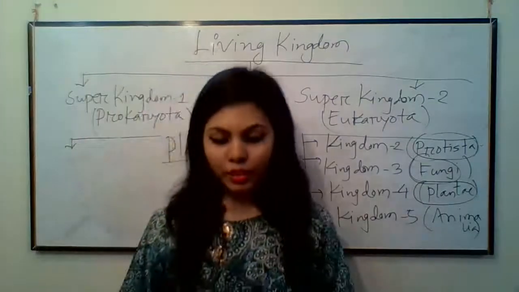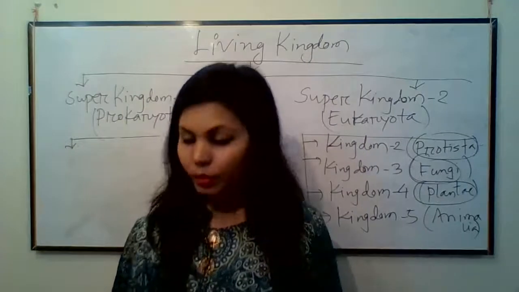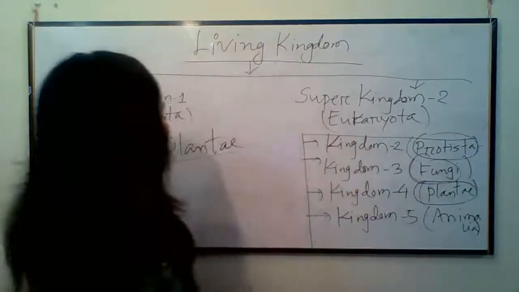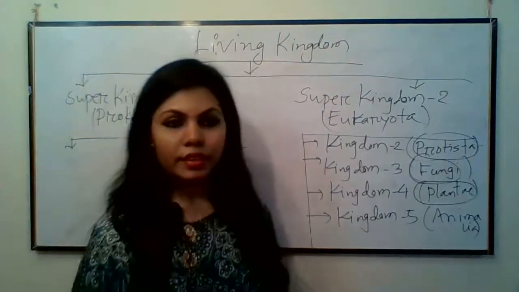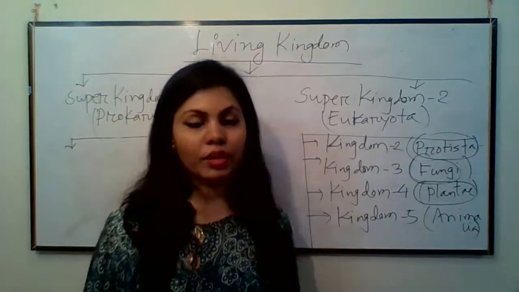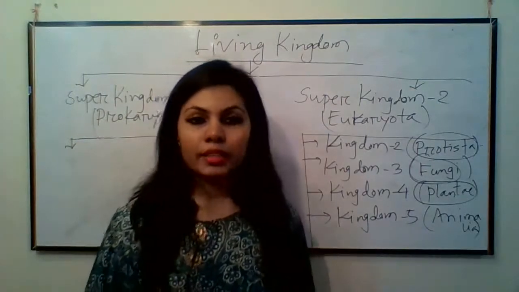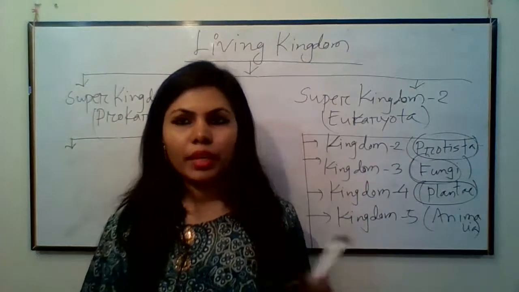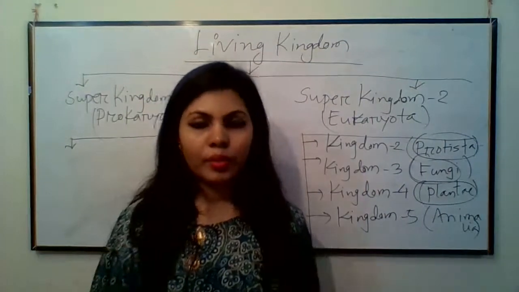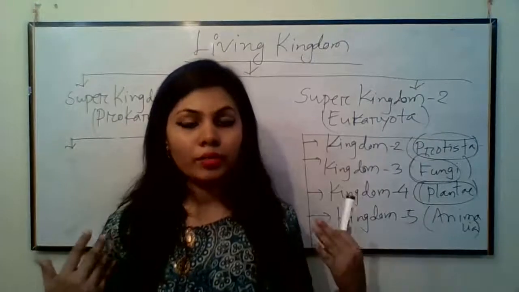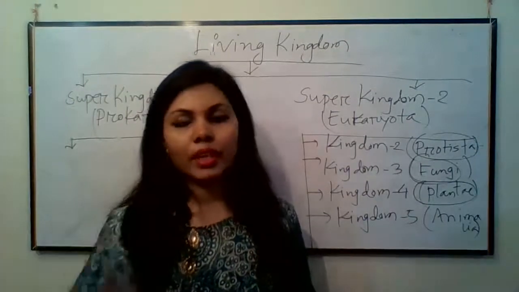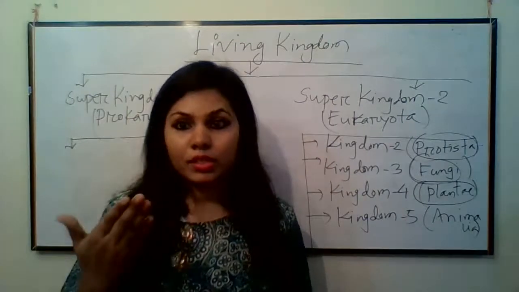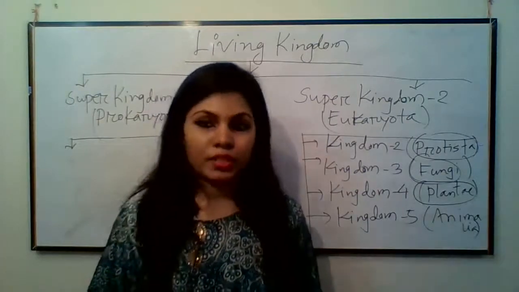Well, welcome back again. Now what was I telling? I was telling about Kingdom 4, plantae. I told they are photosynthetic and eukaryotic, and they have both sexual and asexual reproduction, and they have a well advanced tissue system. For example, I can give advanced trees like jackfruit, etc.